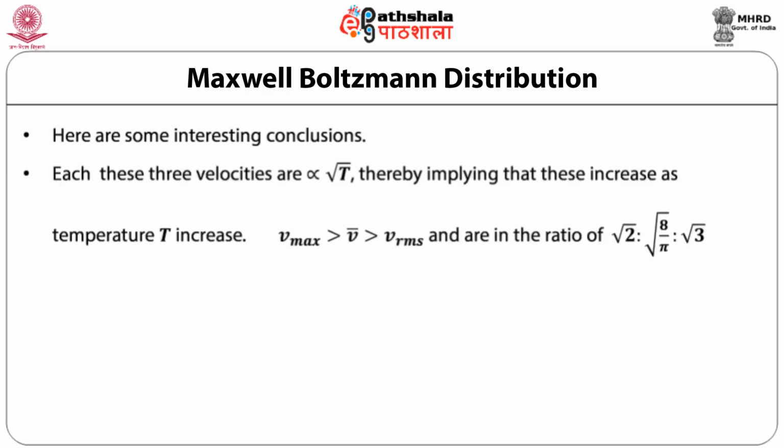Each of these three velocities is proportional to the square root of T, thereby implying that these increase as temperature T increases. V maximum is greater than V mean, which is greater than Vrms, and they are in the ratio of square root of 2 to square root of 8 upon pi to square root of 3.